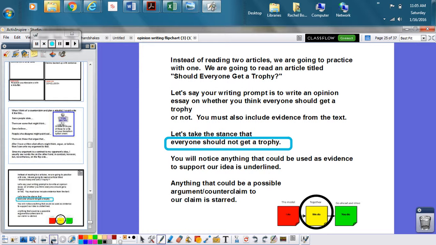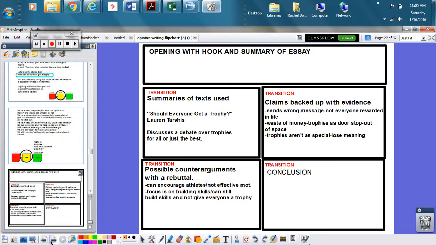So after we got that information, then we put it into our organizer. So again, this is the article we read, this is the author, and we're going to summarize it. And some of my claims, in my own words, that I want to point out is that not everyone should get a trophy because it sends the wrong message. And then I'm going to just bullet point my text evidence. Then I want to say, in my own words, that it's a waste of money, and I'm going to bullet point that text evidence. And I also want to say, in my own words, trophies aren't as special. And I'm going to use text evidence that their meaning gets lost.